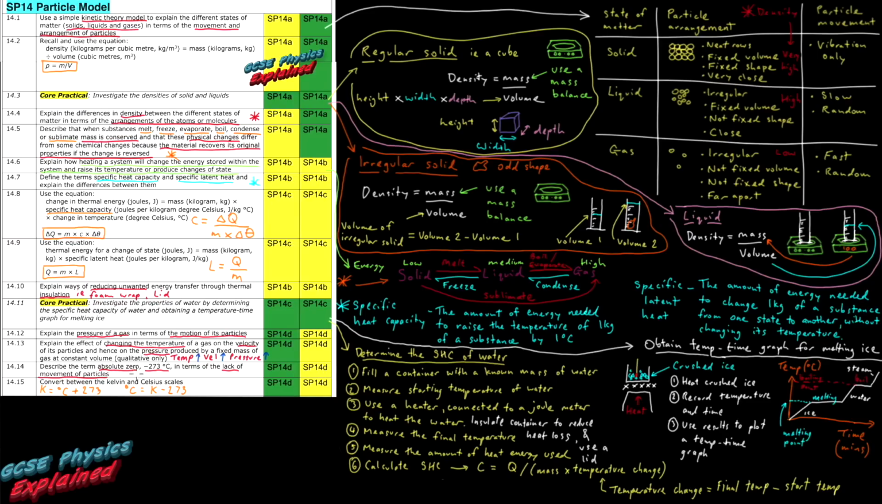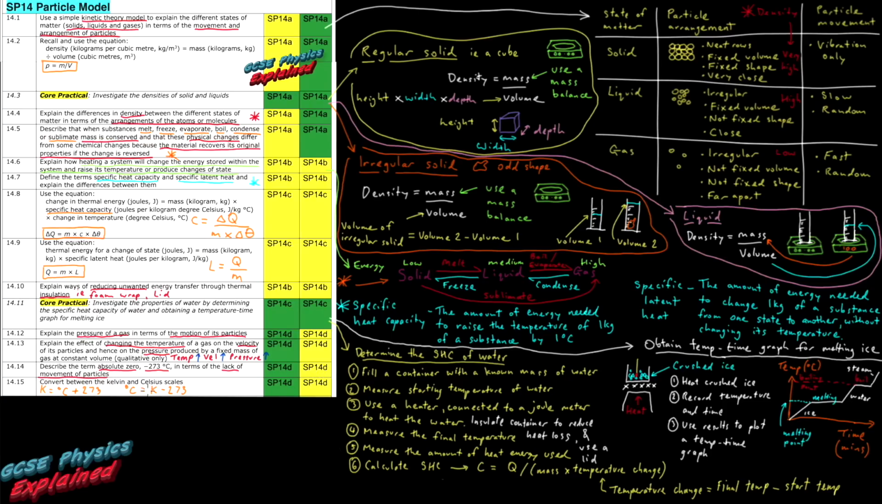Describe the term absolute zero, minus 273 degrees C, in terms of the lack of movement of particles. So just make sure you know that the coldest temperature you can ever get is called absolute zero, and it's at minus 273 degrees C. And at that point, there's no movement of the particles, or it's very, very minimal. And therefore, if the velocity of the particles is zero, then there'll be no pressure either. It's only worth 1 mark though.